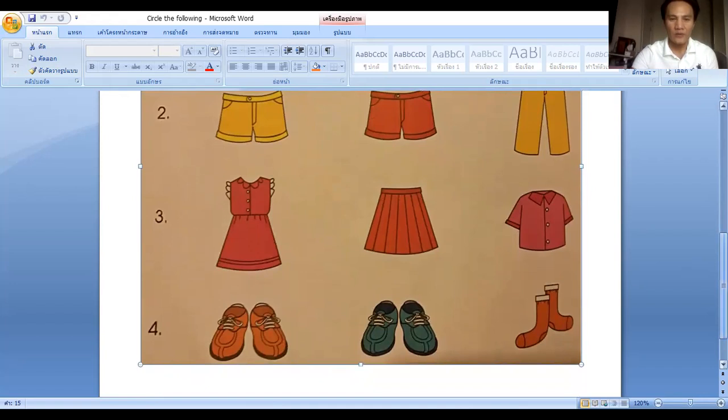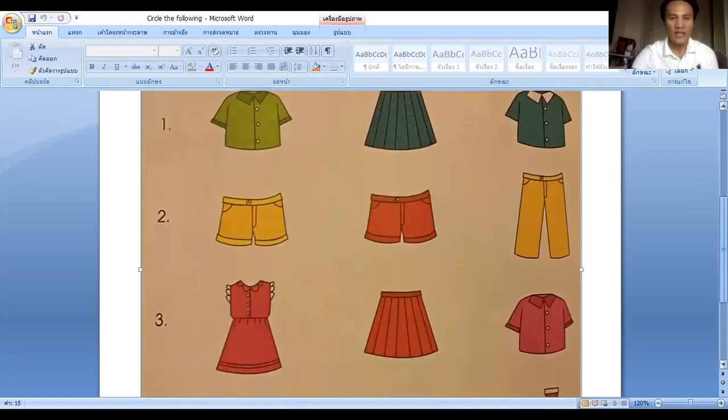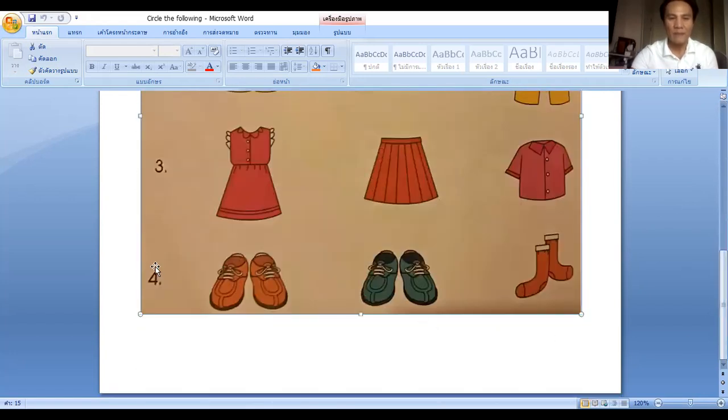The last one, number four. You have to circle the orange shoes. Again, the orange shoes. Which one is the orange shoes? Is this one? Or this one? Or this one? Okay, circle your answer.